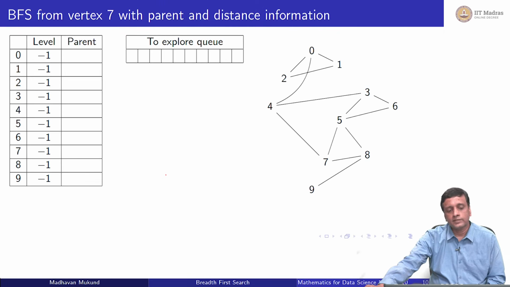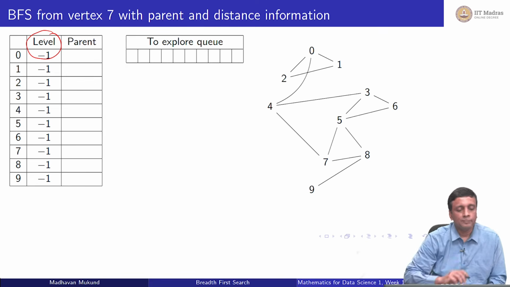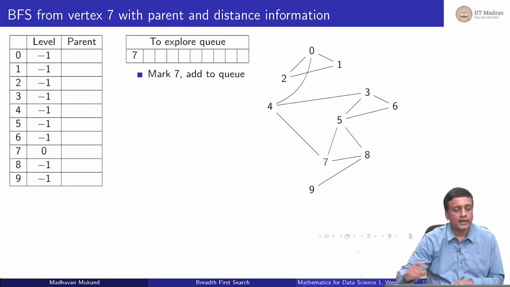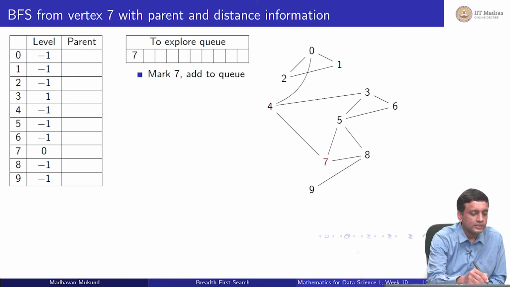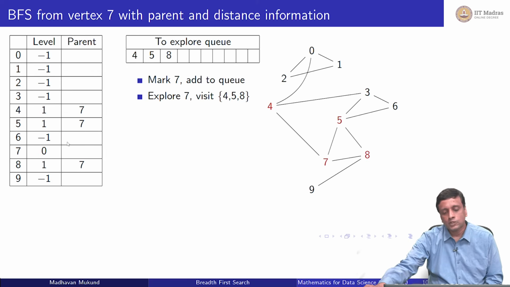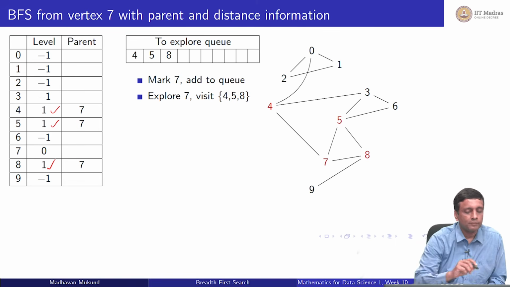So here is that breadth first search again. I have now replaced this column visited by this column level, and as we said before, we put all the levels to be initially -1. Now we start with our favorite starting point 7. We start by setting this level to be 0. So instead of setting it to be true as visited, we set its level to be 0. Now when we explore 7, its neighbors get level 1. So 4, 5 and 8 are all at level 1.